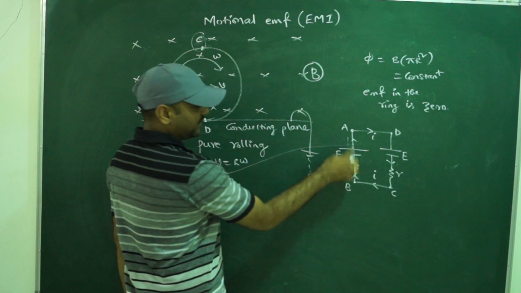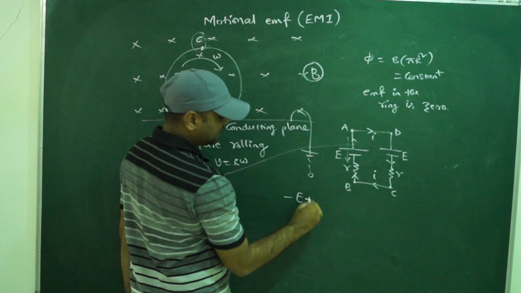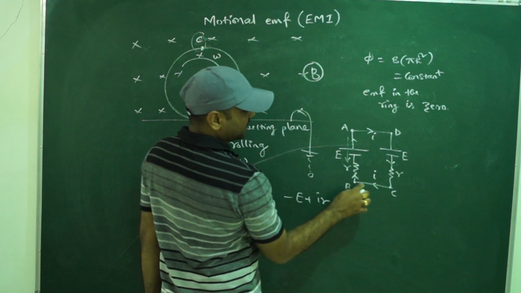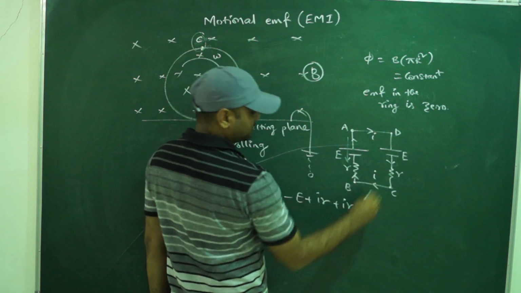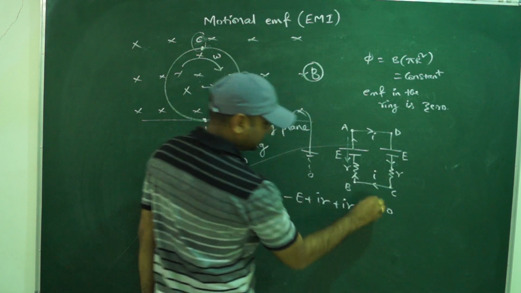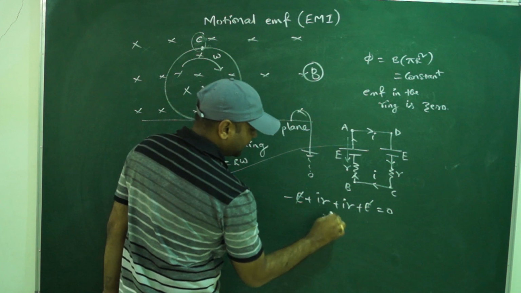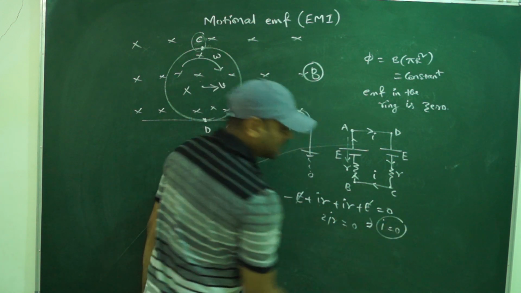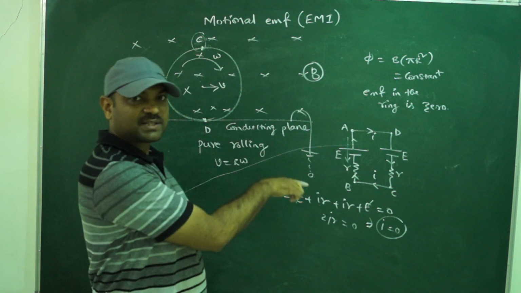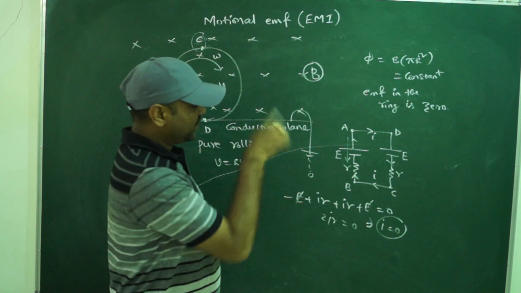Now I am going opposite to the current, so plus IR, and opposite to the current plus IR again. Now negative to positive, plus E, is equal to 0. E cancels out. Then 2IR goes to 0, so the I value goes to 0. So the current in the circuit is 0. But batteries are there, EMF is there, potential also will be there.